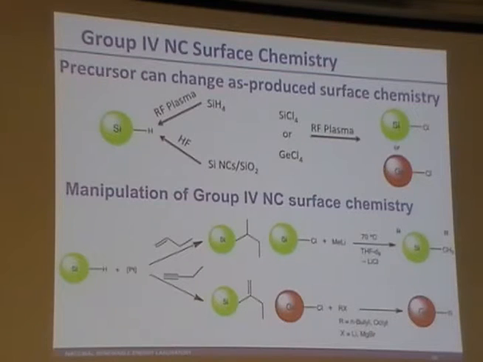Okay, so as I said, you can take silane gas and make silicon hydro-terminated particles in this RF plasma. You can also take silicon nanocrystals embedded in silica and dissolve out that silica with HF, and those both get you these SiH terminated particles. Or you can take silicon tetrachloride, germanium tetrachloride, and make chloride capped versions also via the RF plasma reactor. So there's a couple of different surface chemistries that you can achieve natively right out of that reactor, or even via this bulk technique.